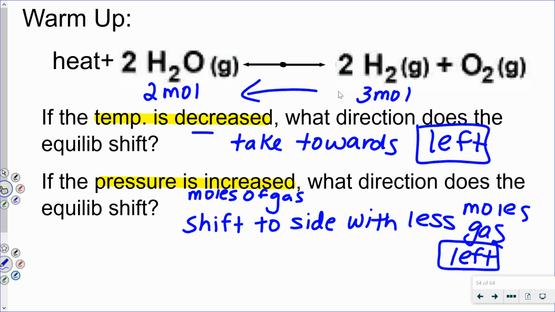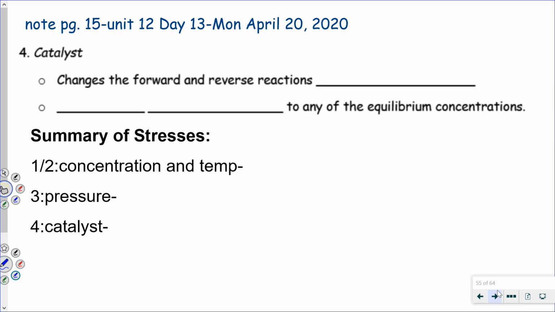That's applying what we did yesterday. What I need you to do now is take your packet out to page 15. We're actually going to finish up the notes for this unit. We're going to do the last of the Le Chatelier stresses, which is a catalyst, which is nice because this is the easiest one. We've done temperature, concentration and pressure. Now we're going to look at what if you added a catalyst to the system. Once we're done with this, there's going to be guided practice problems on the bottom of page 15, and I'm going to give you some problems to do on scrap paper by yourself.